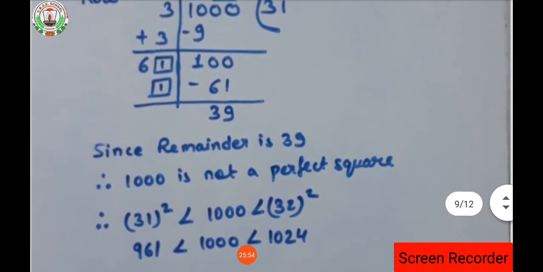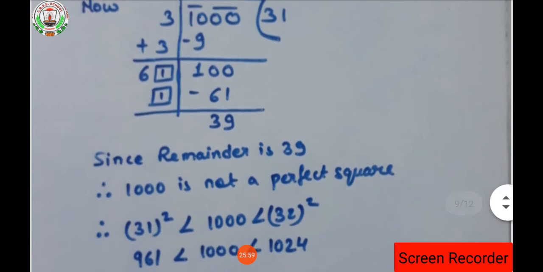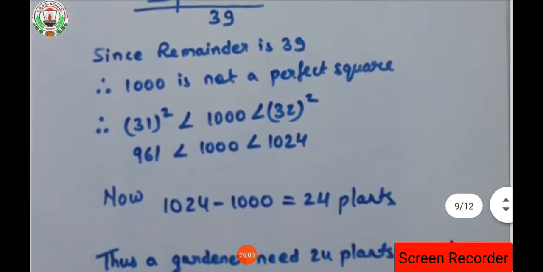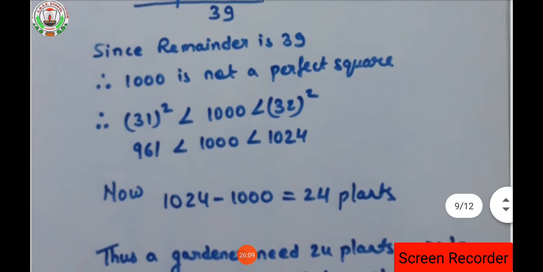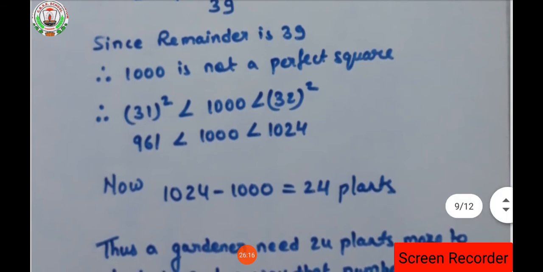Now he wants to know what should be done. Now what should be done? So 31 is the question. So what he will do: 31 square is less than 1000, which is less than 32 square. Now he will do 31 into 31, it will be 961. 32 into 32, it is 1024, isn't it?